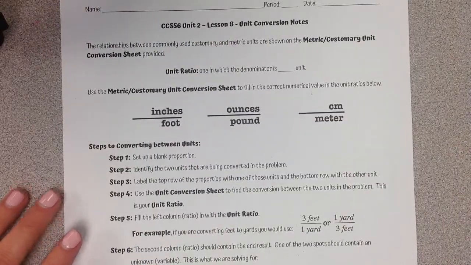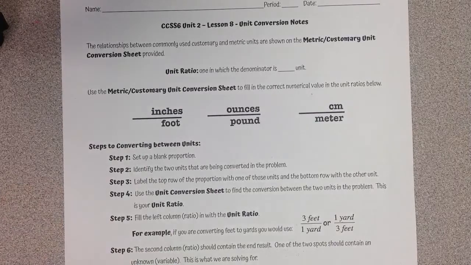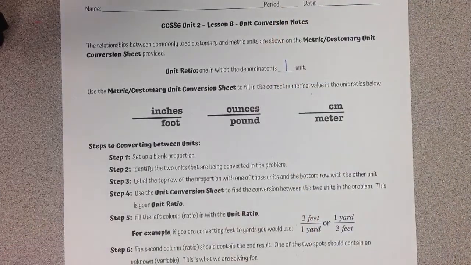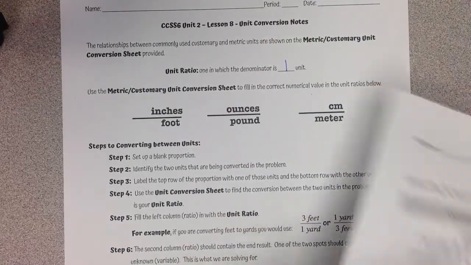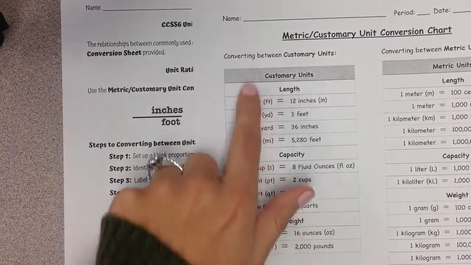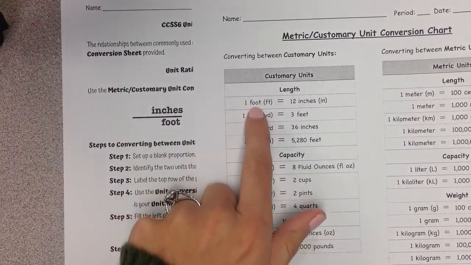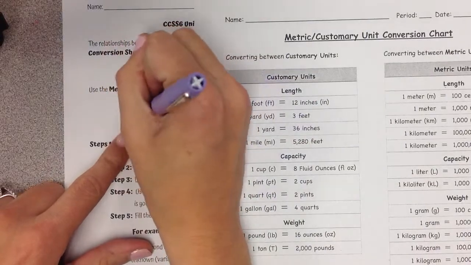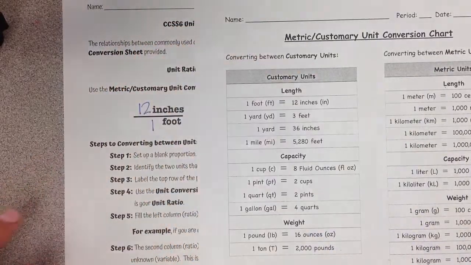So a unit ratio is one in which the denominator is 1 unit. Using that conversion sheet, let's fill in the correct unit ratio. Inches and feet, that's something we use here in the US. If I find inches and feet, 1 foot is equal to 12 inches. So inches is on top, so 12 inches is equal to 1 foot.